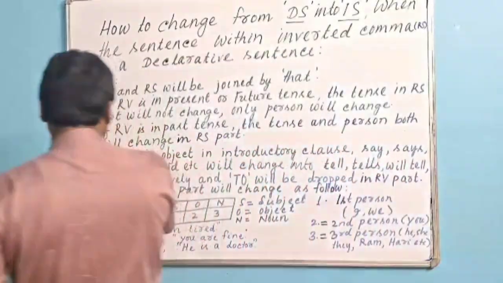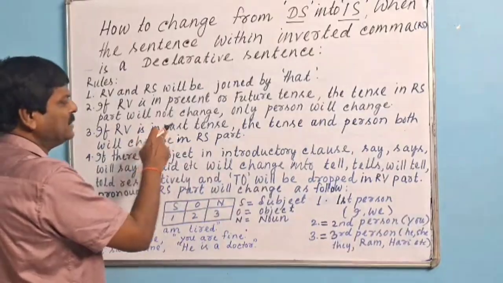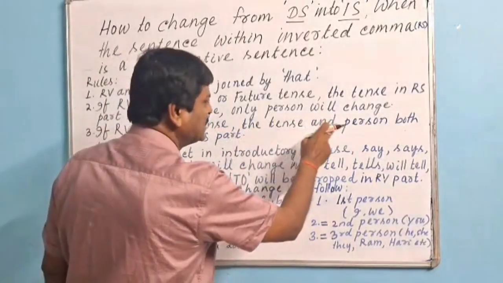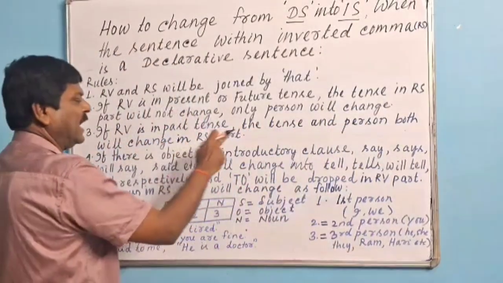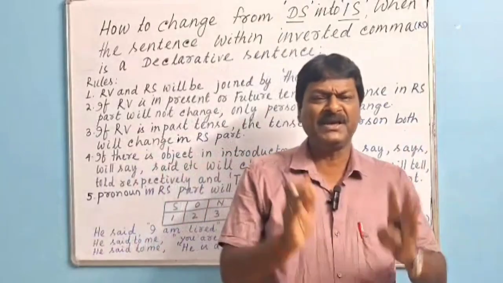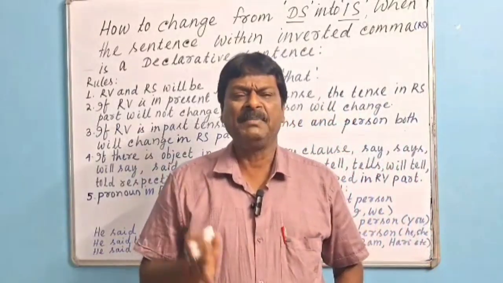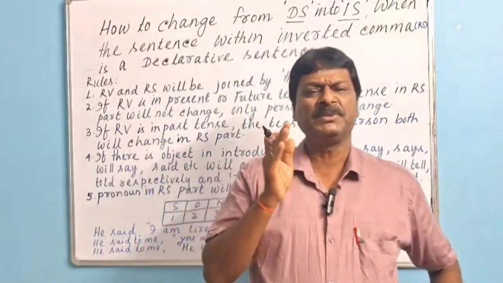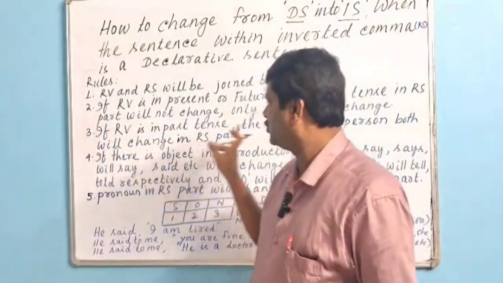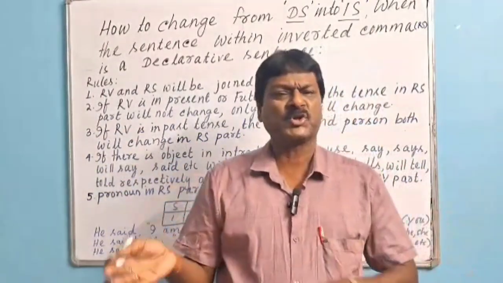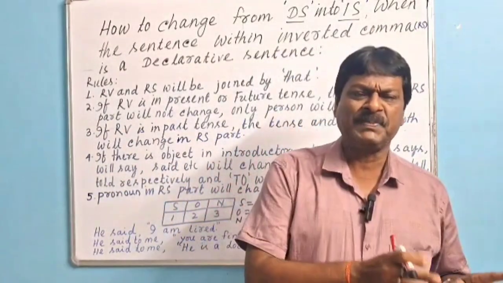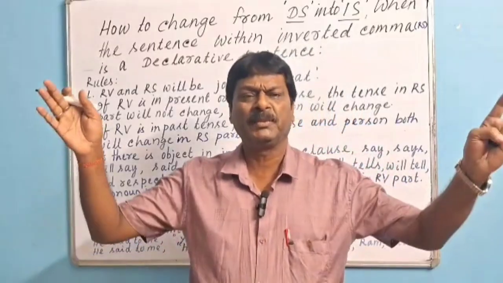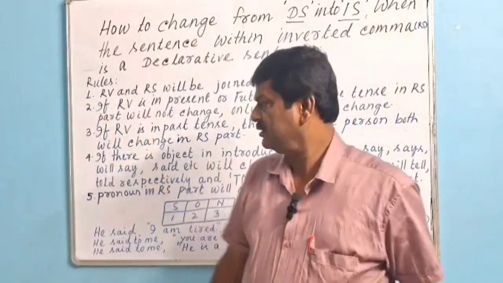Then point number 3, if RV is in past tense, the tense and person both will change in RS part. If RV is in past tense, I mean reporting verb is in past tense, then both tense and person will change in RS part or the part within inverted comma or quotation mark.